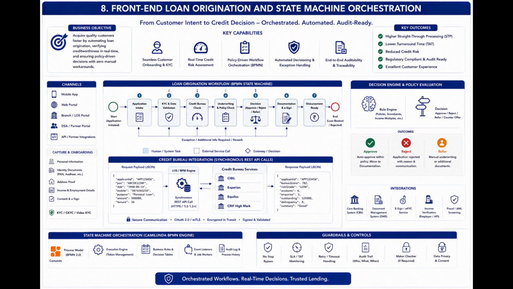During customer onboarding, the system triggers synchronous outbound REST API calls to external credit bureau servers, exchanging secure JSON payloads to retrieve comprehensive risk profiles and financial histories in real time, allowing the system to programmatically move the application to the underwriting decision gate.